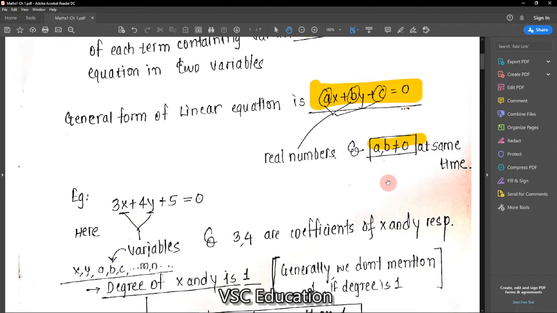Understand? In this general form, x and y are what? Variables. And a, b, c are the real numbers, and a and b are not equal to 0.